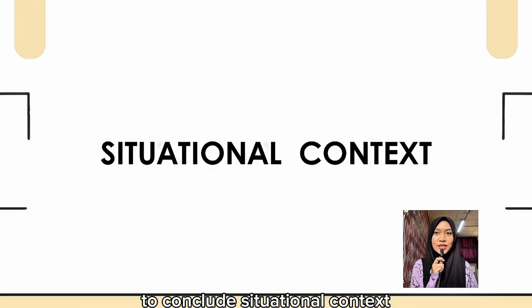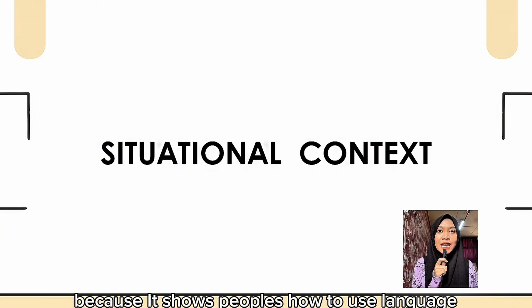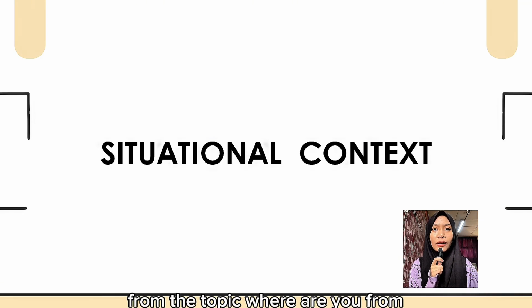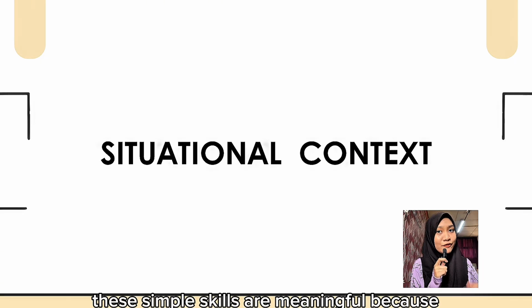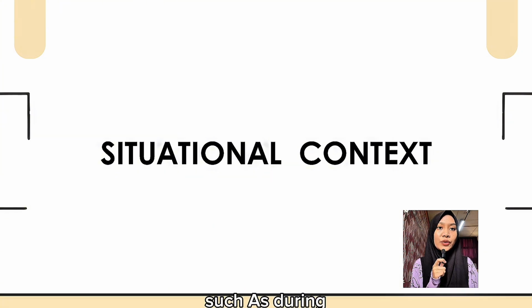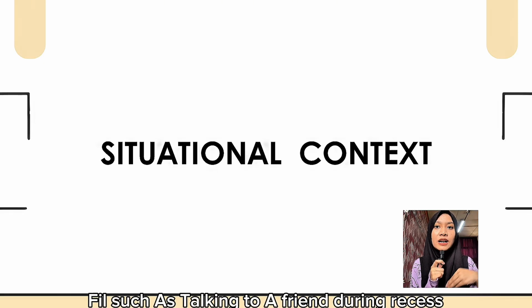To conclude, situational context is very important in English learning because it shows pupils how to use language appropriately in different settings. From the topic Where Are You From in Get Smart Plus 4, pupils practice greetings, asking questions, and answering. These simple skills are meaningful because they can be used in both formal settings, such as during assembly, and informal settings, such as talking to a friend during recess.